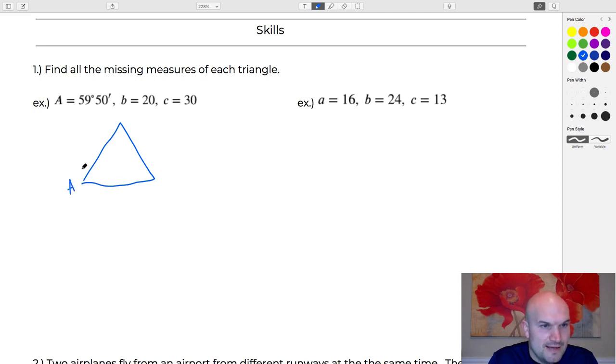So just going to go ahead and label things. So we'll call that A. Now, 59 degrees and 50 minutes. One thing we're going to need to do is, again, convert that to the decimal system. So I say 59 degrees, and that's going to be plus 50 over 60.